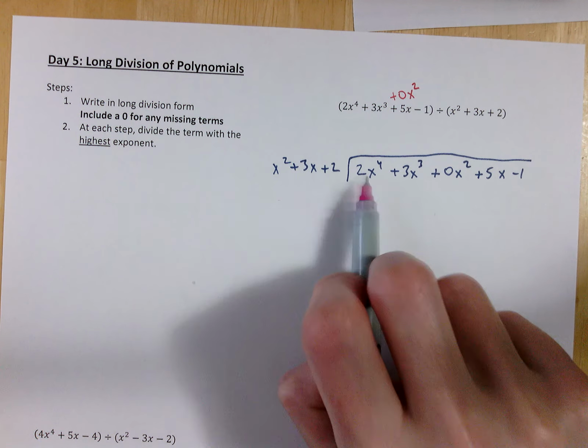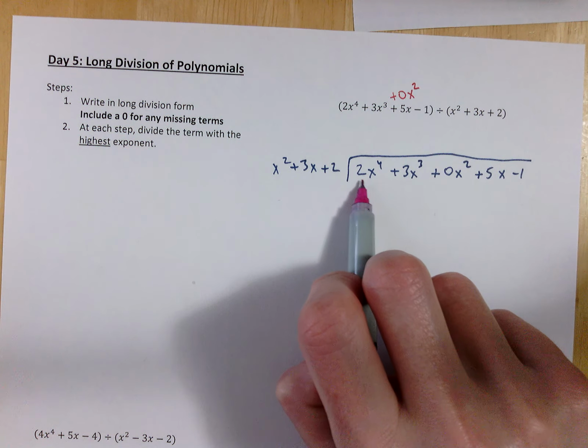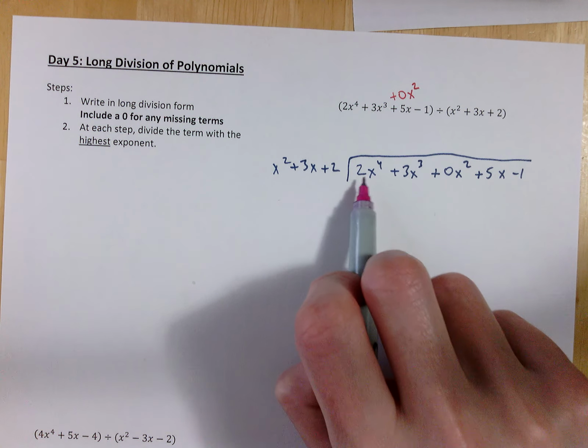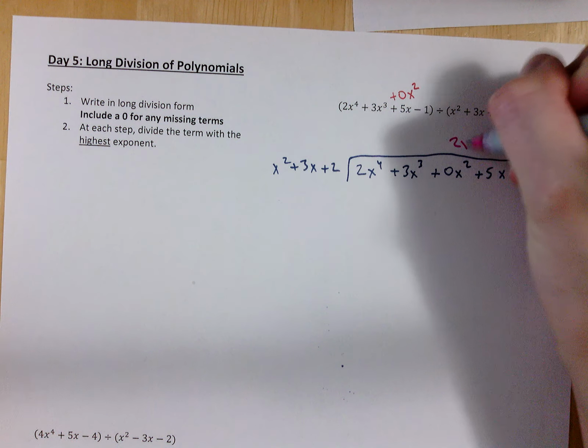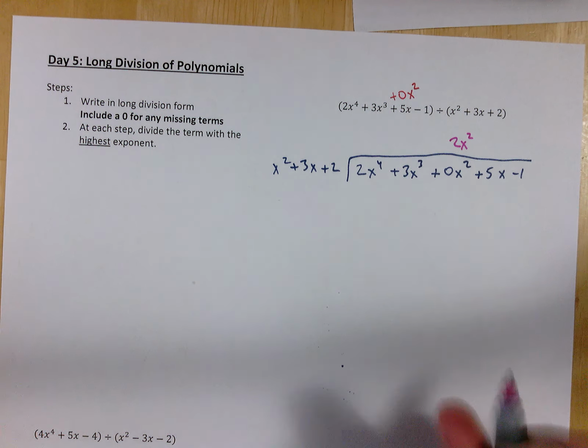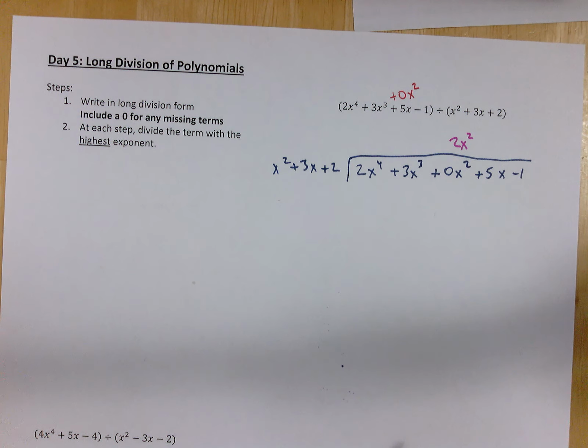And I'm at x squared, I need x to the 4th. So I'm going to multiply it by 2x squared. I'm going to write that up top, here, so that it's above its like term, just because I like to have things nice and lined up like that.